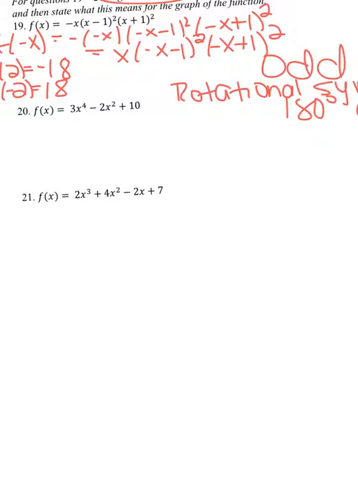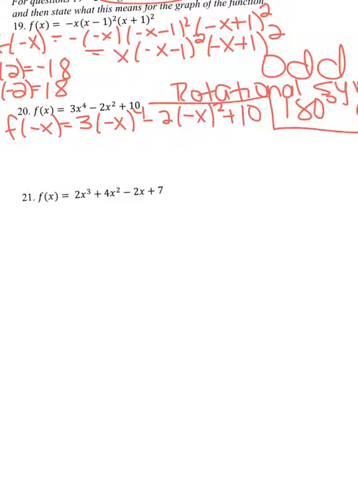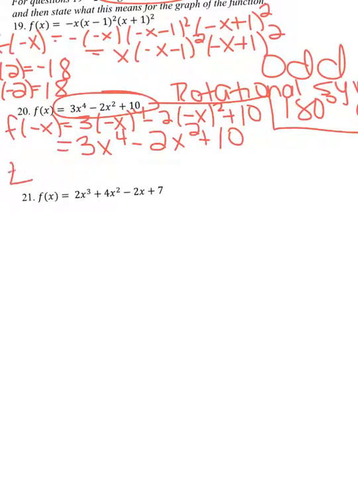we have 3x to the 4th minus 2x squared plus 10. So I have f of x. I'm going to plug in negative x, and I get 3 times negative x to the 4th minus 2 times negative x squared plus 10. I'll just separate this. So when I plug that in and I clean it up, negative x to the 4th is really x to the 4. So this is 3x to the 4th. Negative x squared is really x squared. So negative 2 times x squared is negative 2x squared. And then plus 10. So here all of my signs are equal to the original. So equal means even.